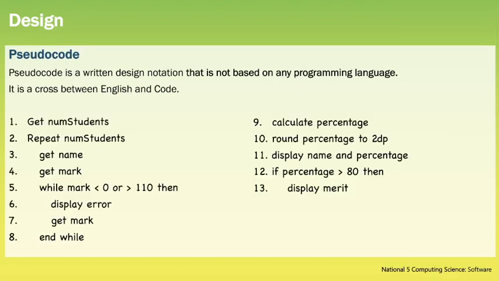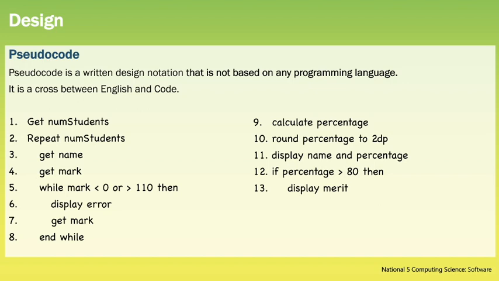The next design notation is pseudocode. And pseudocode is a written design notation that is not based on any programming language. It is a cross between English and code. Generally speaking, one line of pseudocode should equate to one line of program code. Some candidates get worried and concerned about what their pseudocode is. There is no right or wrong way at National 5 to write pseudocode, providing you're giving a clear indication of what you want your code to achieve.